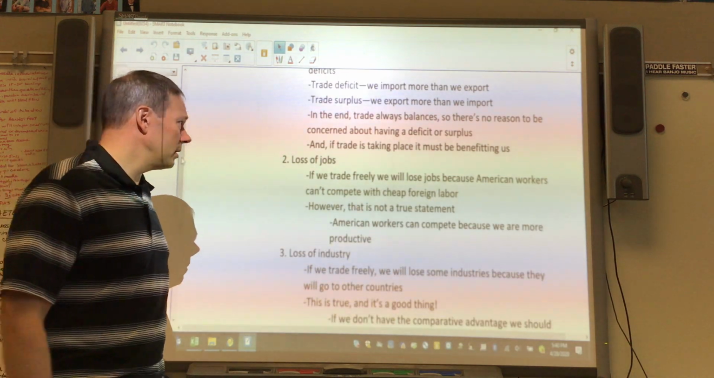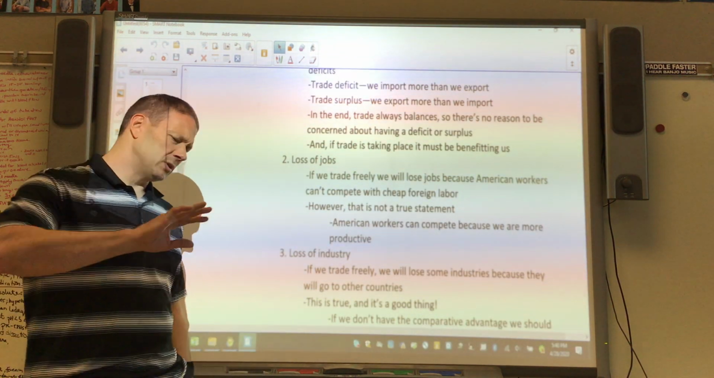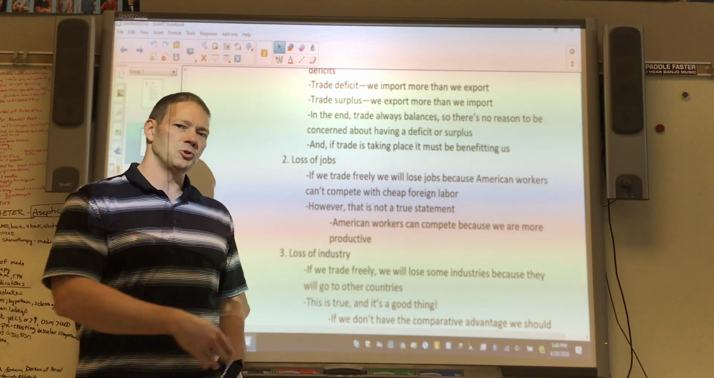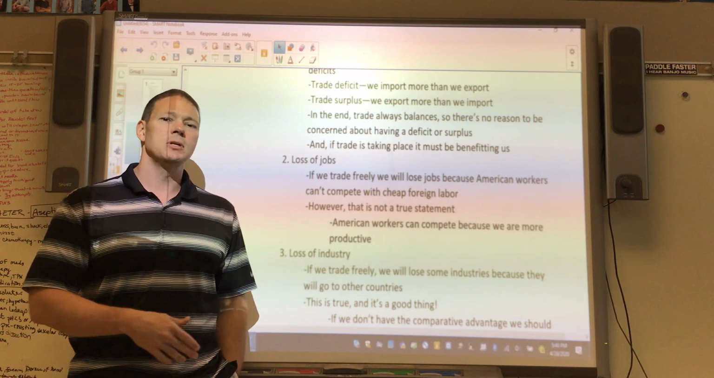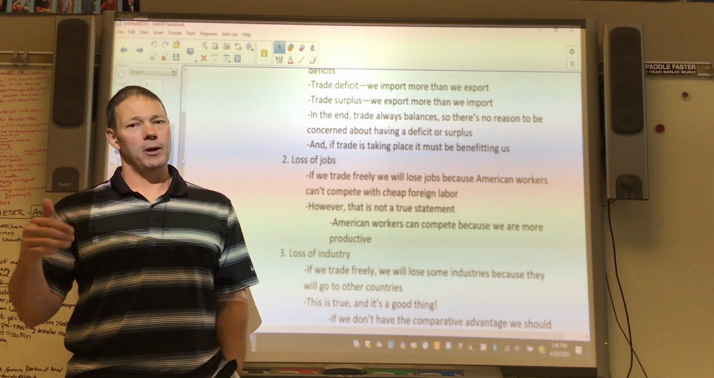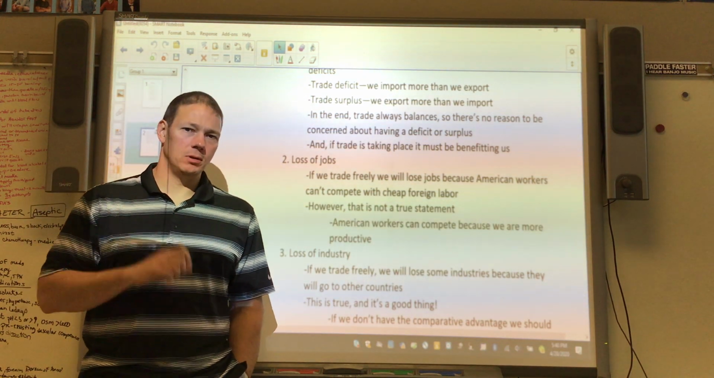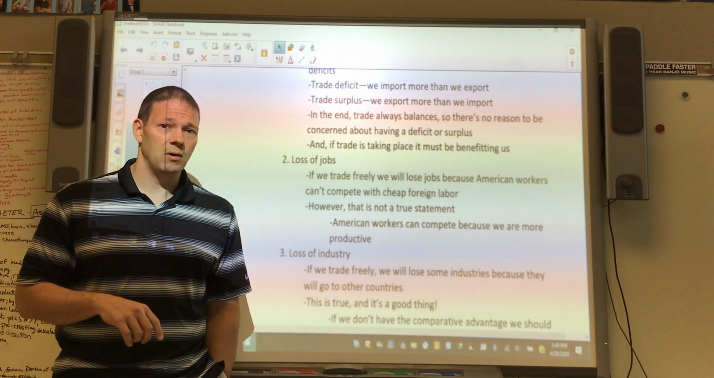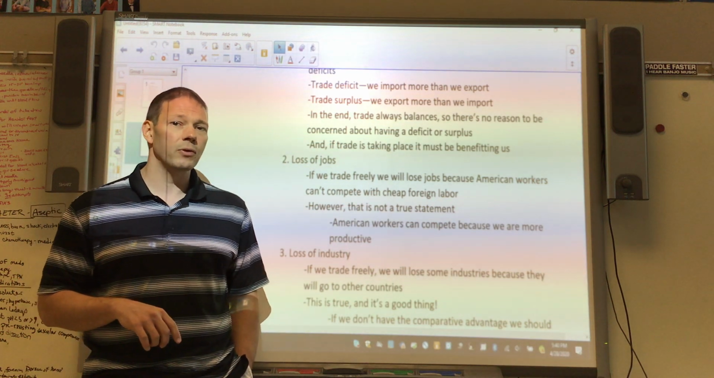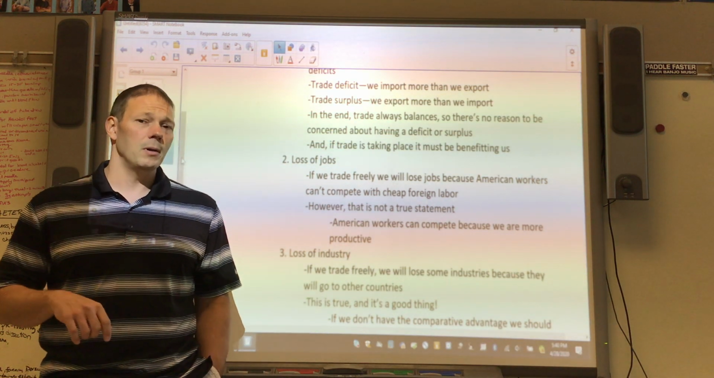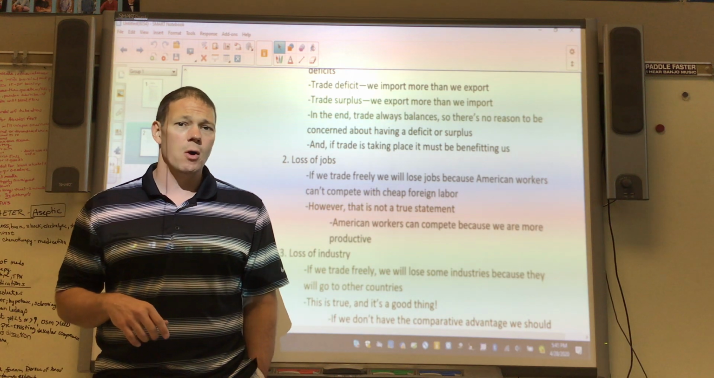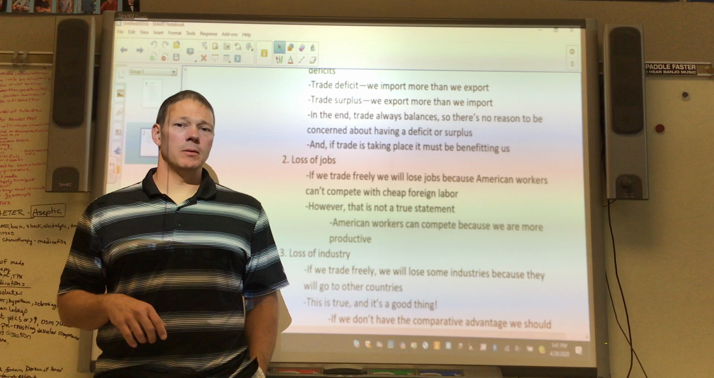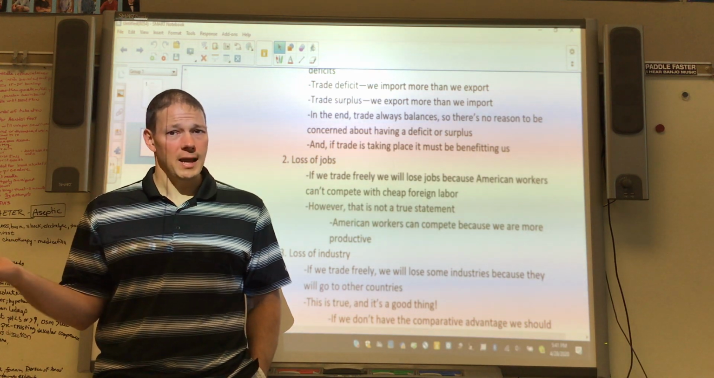The second argument is loss of jobs. People say if we trade freely, all these companies are going to pack up and go to other countries and take all these American jobs, because American workers can't compete with cheap foreign labor. Now, I have a real easy way of helping you figure out that yes, indeed, we can compete with foreign labor. Ask yourself this question: do you know any American who has a job? If you know a single American who has a job, well, apparently we can compete.